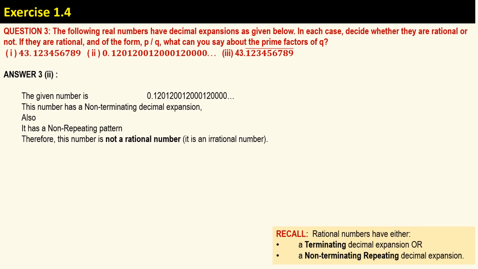Now let's tackle part 2. The given number is 0.120120012000120000 and so on. So we notice that this is a non-terminating decimal expansion, and also we notice that this is non-repeating, because this pattern, let's say 120, is not repeated because then there is a 0 added here also. So the given number is not a rational number, so we are not going to worry about it and we are not going to comment about its Q and its prime factors.